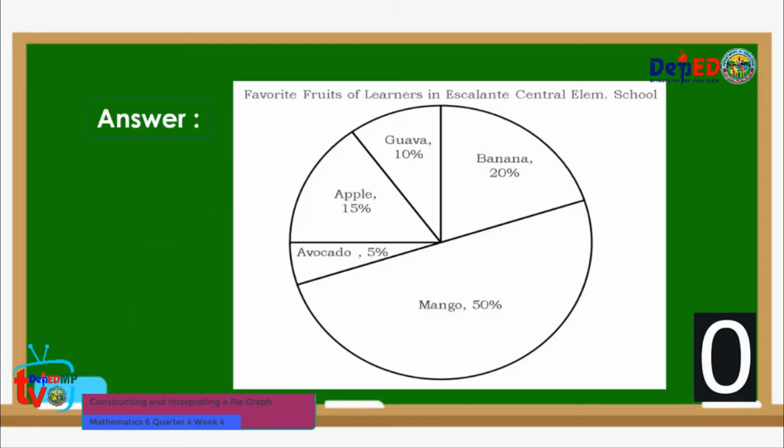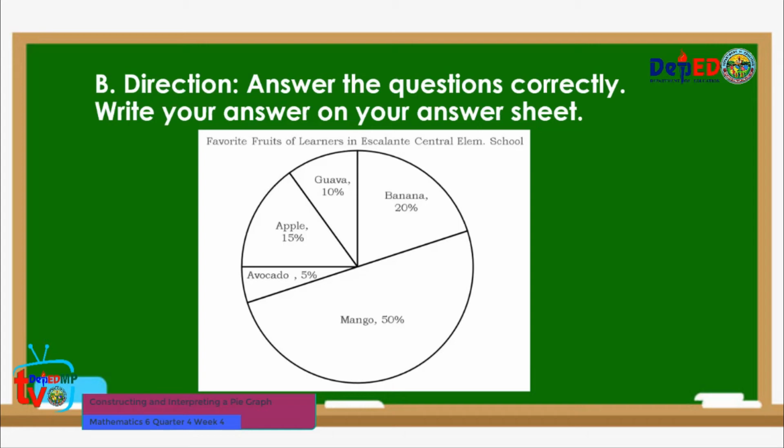Time's up. So this is the answer. Okay, let's continue. Letter B, direction. Answer the questions correctly. Write your answer on your answer sheet. I'm going to flash the 5 questions. Afterwards, you have 5 seconds to recheck your answers. Then I'm going to pause the answer keys.